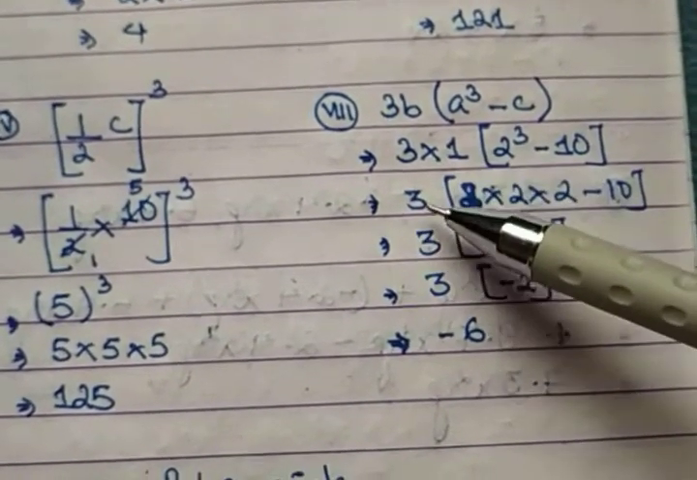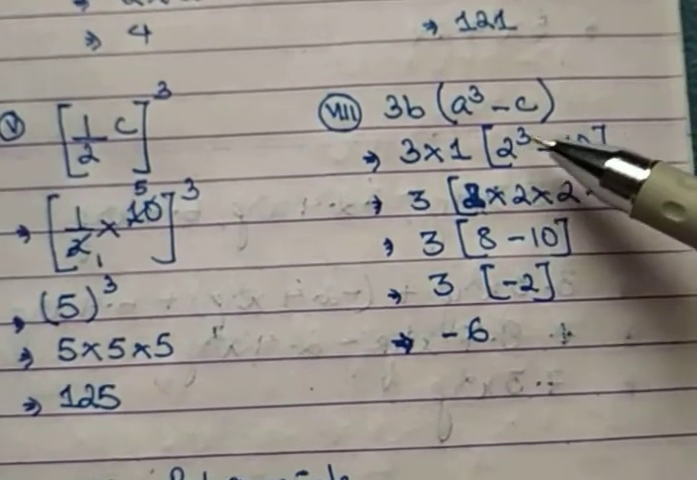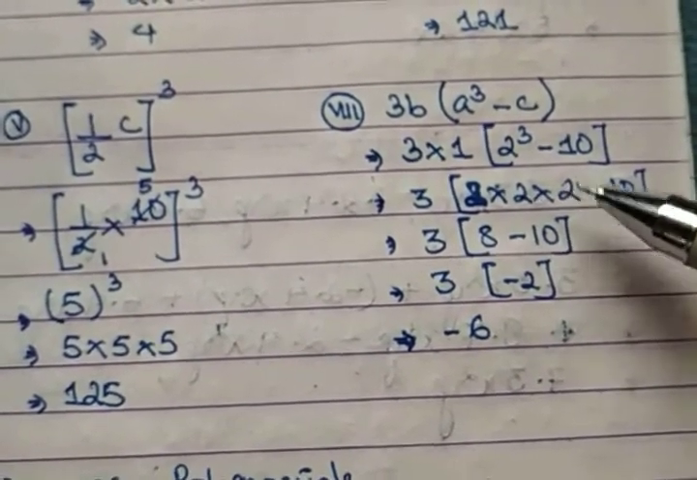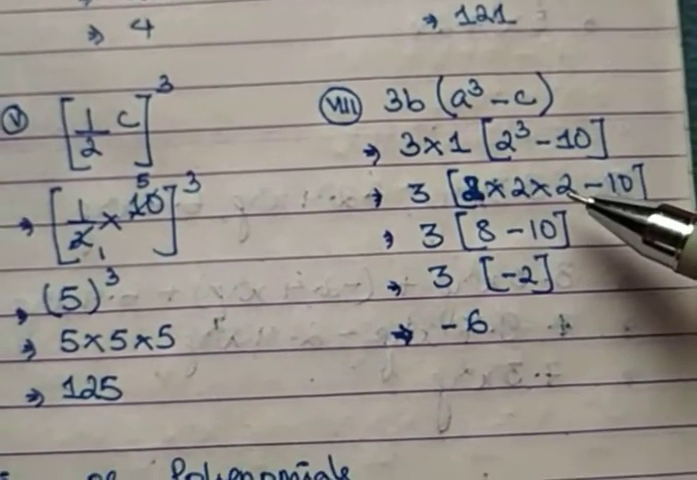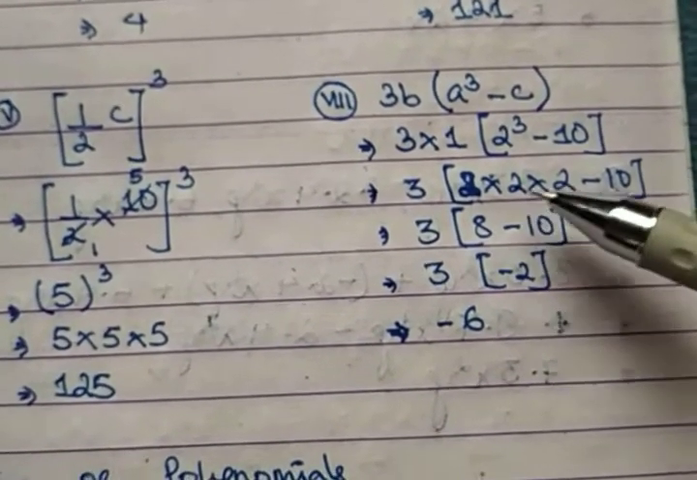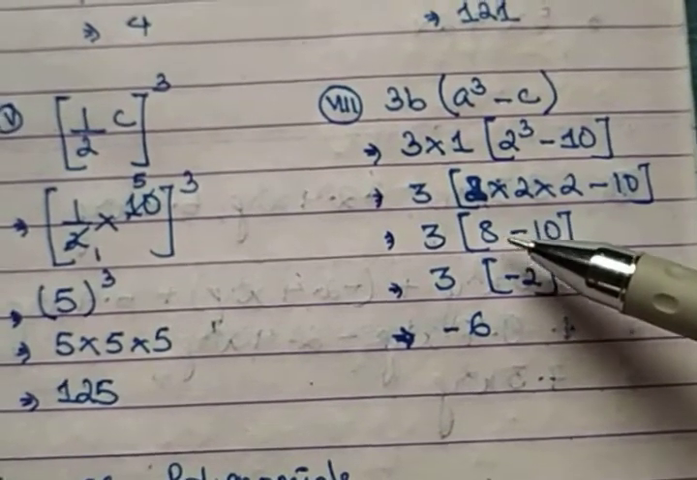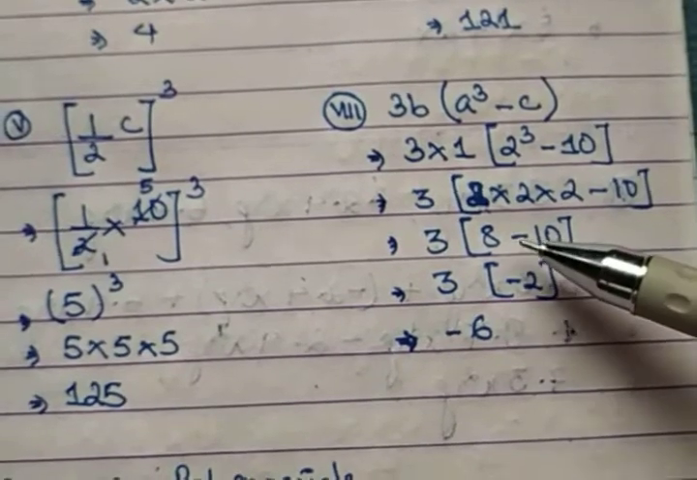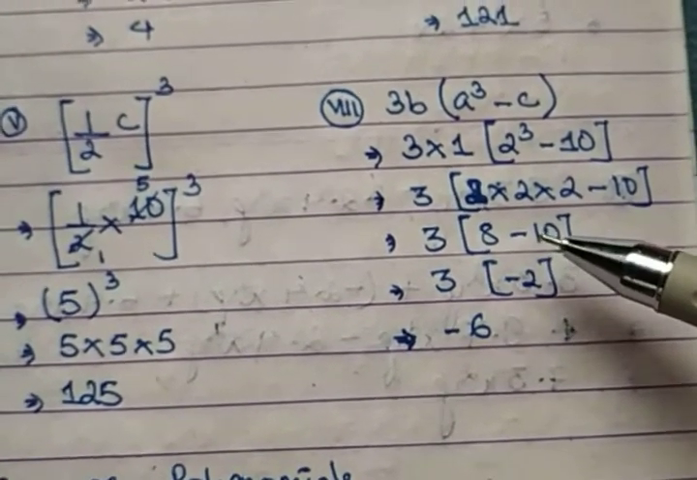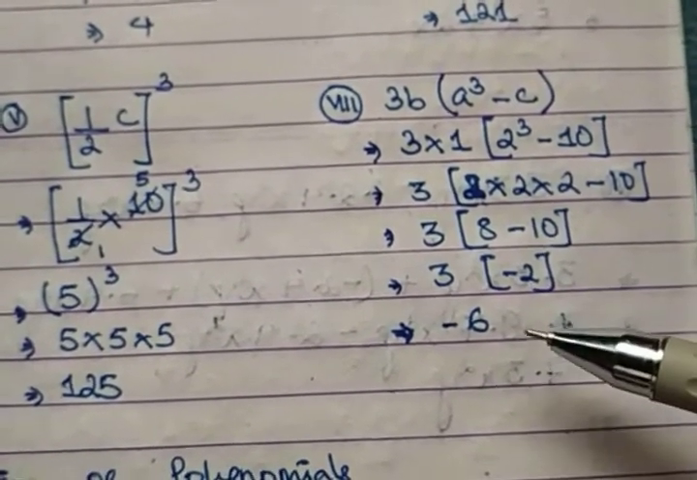3 into 1, it's 3 outside the bracket, within the bracket 2 cube means 2 into 2 into 2, so minus 10. So 3 again, within the bracket 2 into 2 into 2, multiplication comes first, isn't it? So 2 into 2 into 2 will give us 8, minus 10. Again 8 minus 10, 10 a greater number with a negative sign, opposite signs are subtracted, so we have here minus 2.